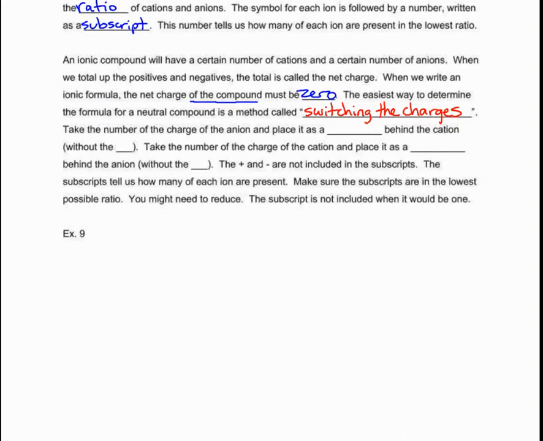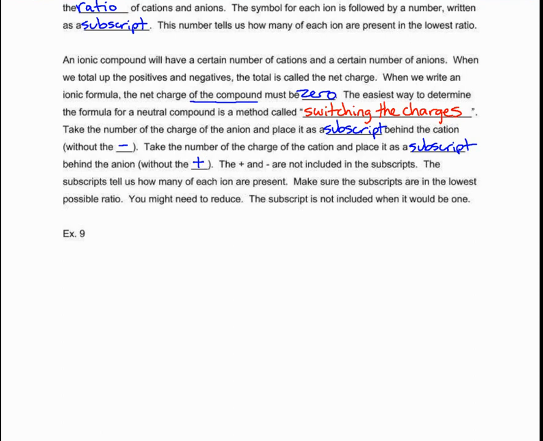So take the number of the charge of the anion and place it as a subscript behind the cation. And you're going to leave out the sign. So the anion is negative, you're going to take the number and put it as a subscript behind the cation without the minus. Then you're going to take the number of the charge of the cation and place it as a subscript behind the anion. And again, we're going to leave off the sign, so it's without the plus.